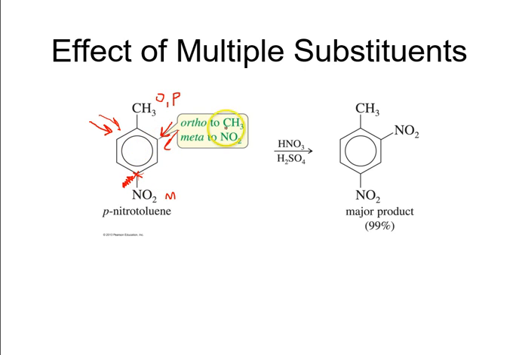So the question is, when you nitrate this, is the nitro going to go on these carbons, on carbons 1, or on carbons 2? Well, I think we've realized they're going on carbons 1. So I'm going to get 0 product of a nitro group there. And that's exactly what we see. 99%, I mean that's huge, of the nitro group ortho to the methyl, meta to the nitro.